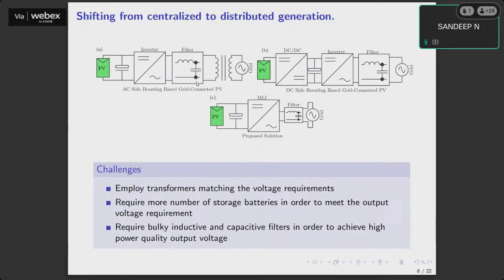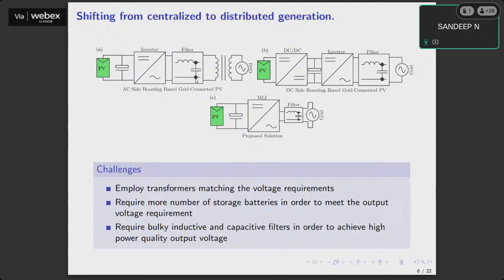Now, if we don't want a transformer, because it is bulky and increases the size of our overall system, we can go for DC side boosting. Here we have a DC-DC converter, which boosts the voltage that comes from the PV and dumps it onto the DC link capacitor. Then the inverter inverts and connects to the grid. So there is no need for the transformer because the DC voltage available at the input of the inverter is already sufficiently large. It is high enough for the power to be dumped.